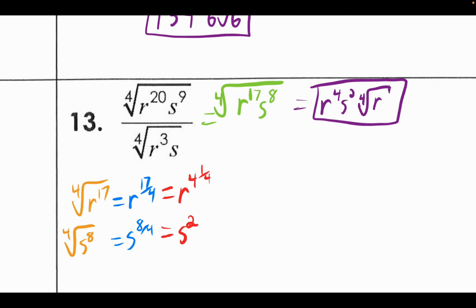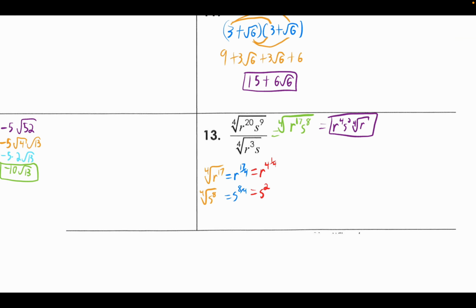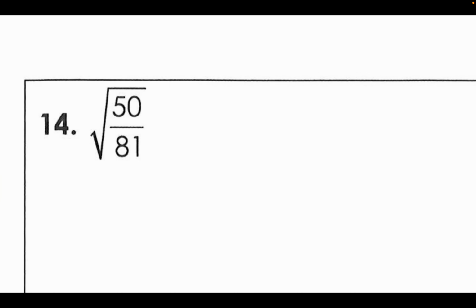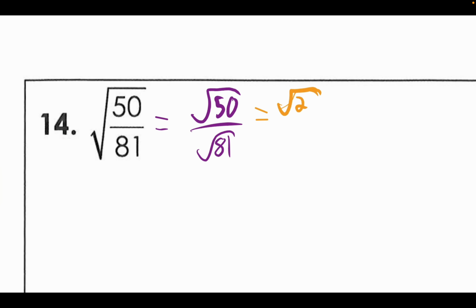On to our second page. More division. We look to simplify, but you can't simplify 50 and 81. So we make them separate square roots. Some of us might not need to write this step, and that's okay, but we do look to simplify each of these. The square root of 50 is the square root of 25, and the square root of 81 is just 9.